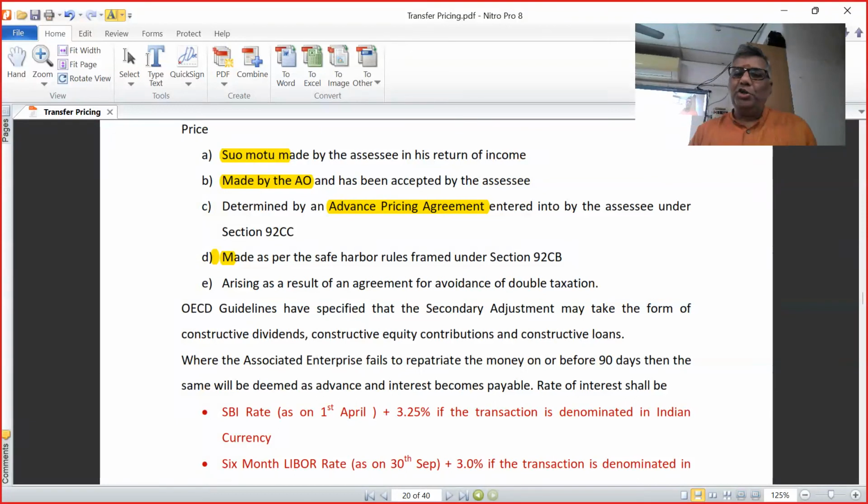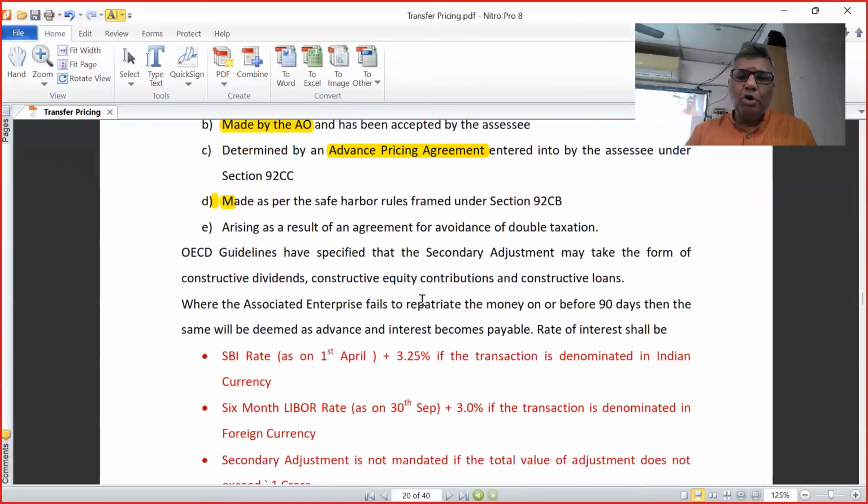Arising out of an avoidance agreement. Okay. OECD. What is OECD?